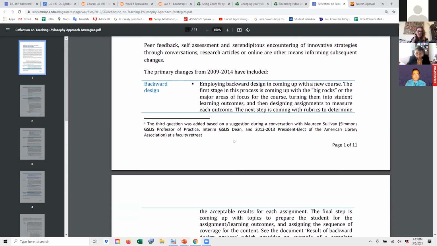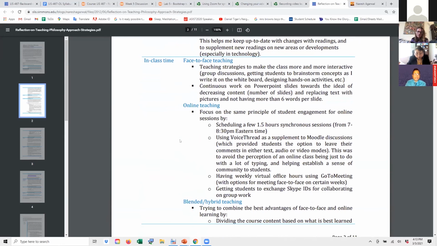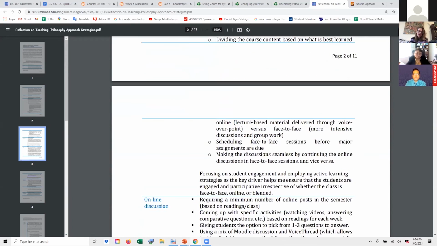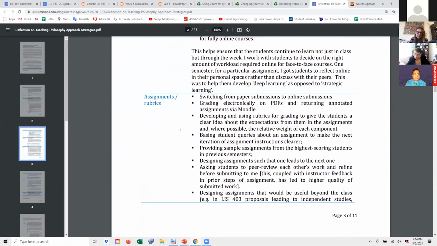So here, a backward design process is what we talked about. Then readings, I try to keep them current. Then in-class discussions in a face-to-face class, and in an online class, again, having live sessions, having weekly virtual office hours for the students, and getting them to exchange IDs. All of those are important strategies. And this applies to blended and hybrid learning as well, which try to combine the best of face-to-face and online. And online discussion, again, requiring a minimum number of posts, coming up with specific activities, getting them to pick from various answer types, and having rubrics.